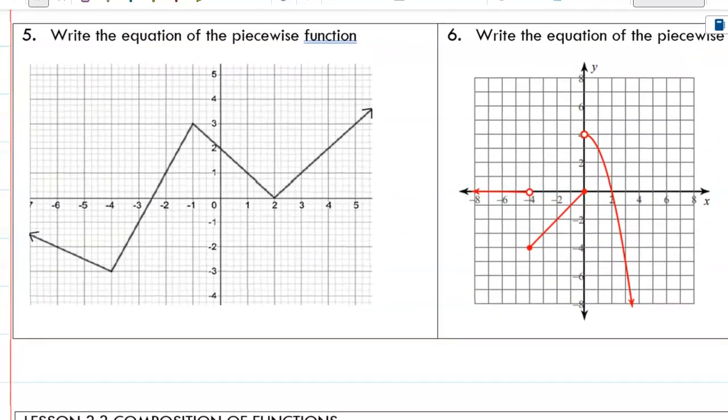Number 5, write the equation of the piecewise function. Okay, let's go ahead and break that up. Looks like I have 1, 2.